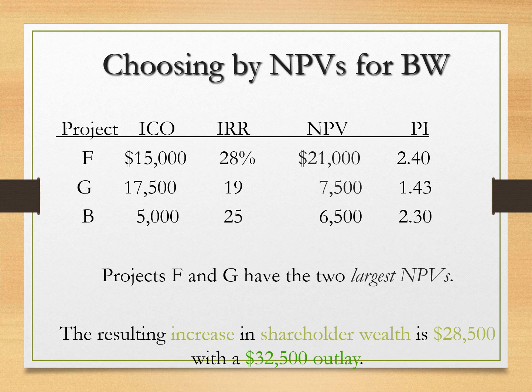So how much shareholder wealth will be maximized? It is $28,500. When we use IRR, it was less than the $28,500.